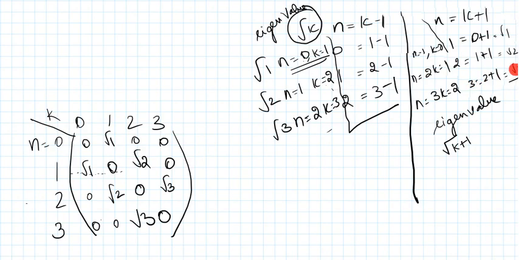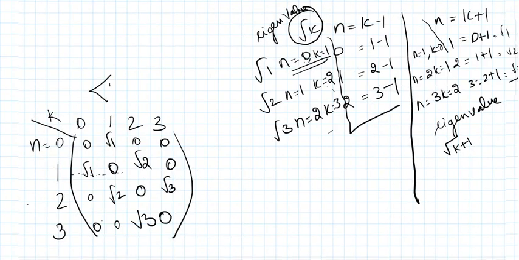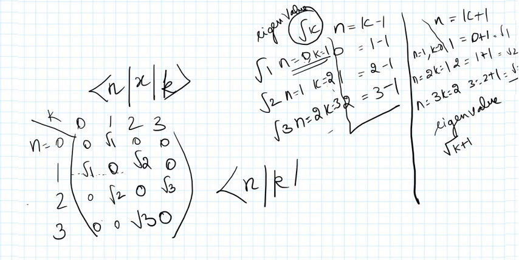Substituting this value, n equal to 1, k equal to 0 is this matrix element, root of 1, 2, 3 and so on. All other elements will be 0. So this is the answer for ⟨n|x|k⟩. Similarly, you can find the value for ⟨n|p|k⟩.